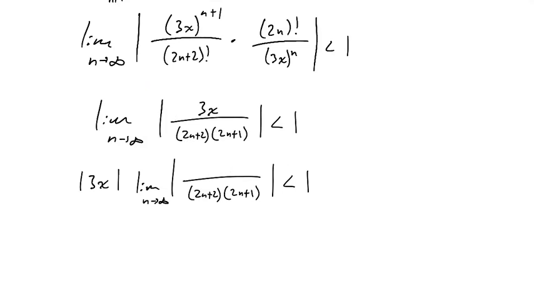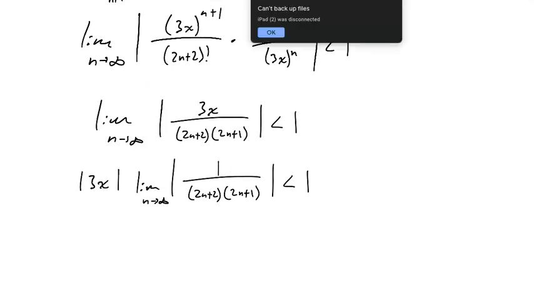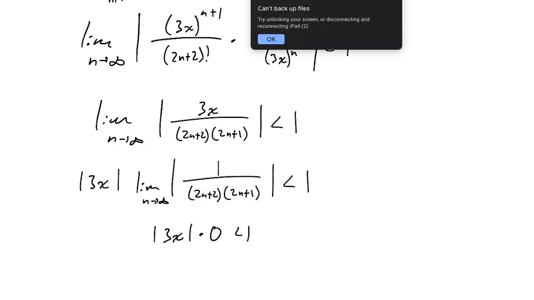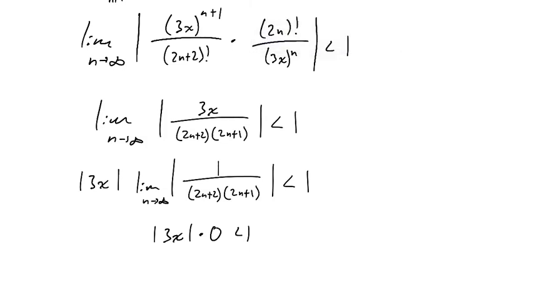But you can if it helps you. This is no big problem. Right, because that limit will go to 0. So since that goes to 0, the absolute value of 3x times 0 will always be 0. So 0 is indeed less than 1.